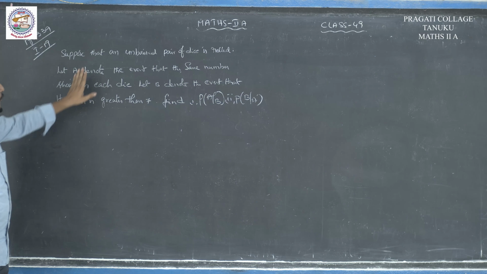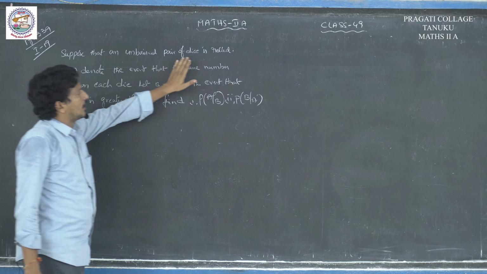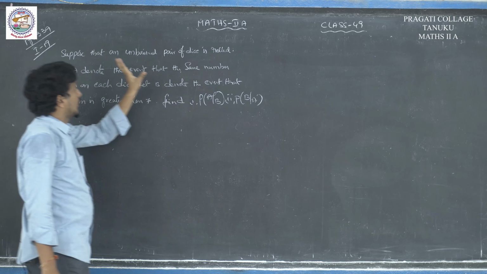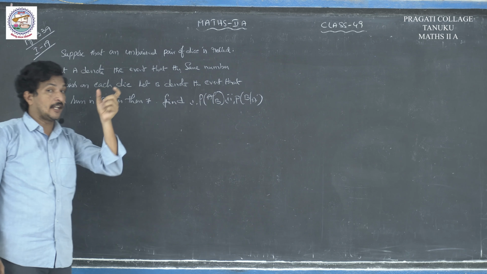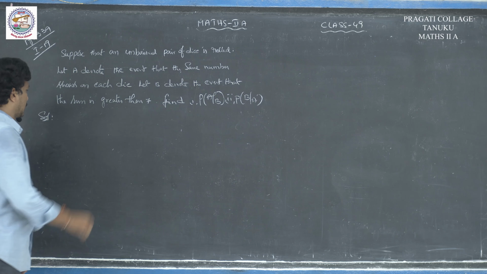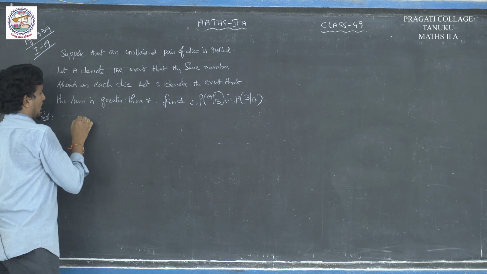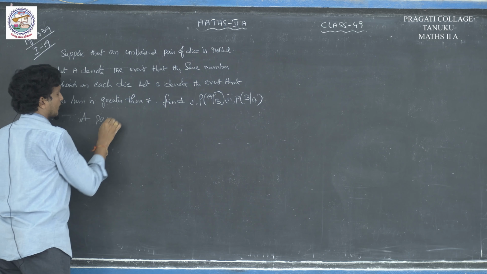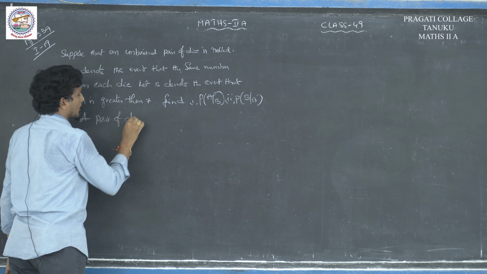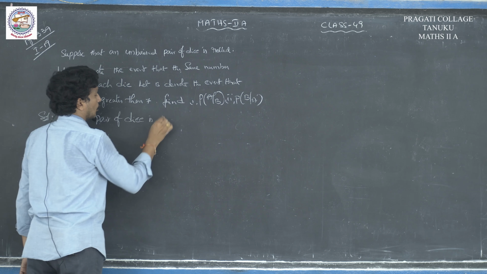Here the solution is: suppose that an unbiased pair of dice is rolled. That means a pair of dice is rolled.